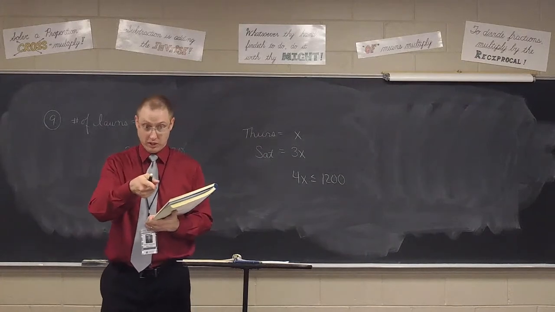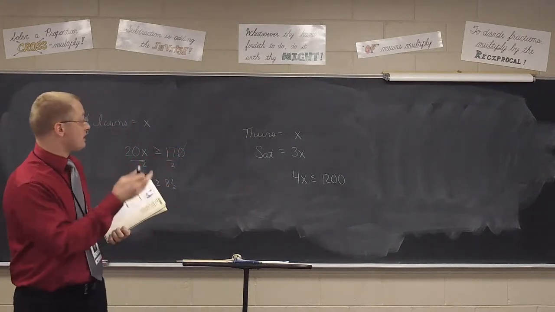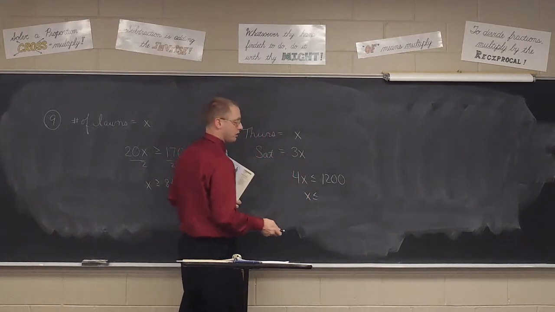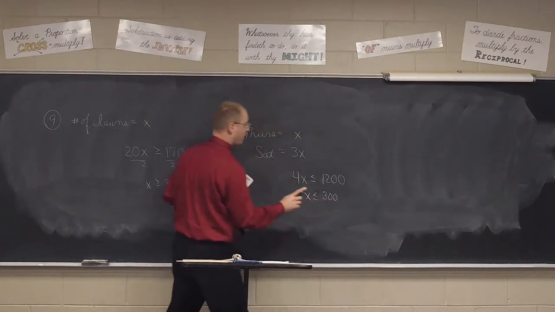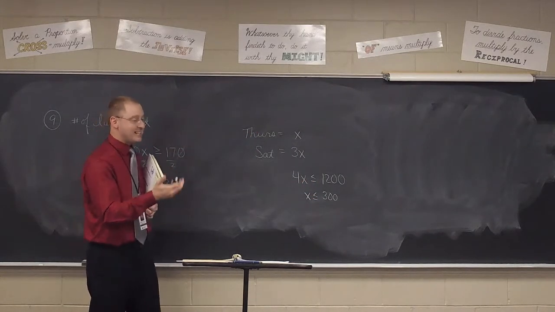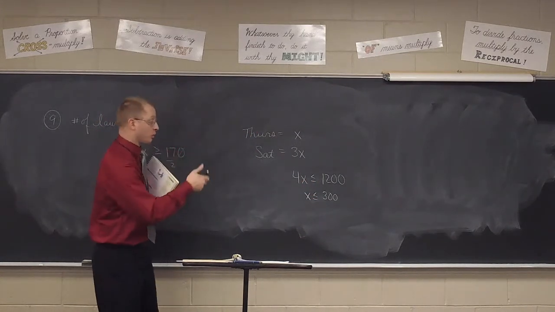Was that your inequality as well? All right. And so we divide by 4. We end up getting x has to be less than or equal to 300. But because of the or equal to, we don't have to go down. It's not less than 300 where it must be 299. It's less than or equal to.